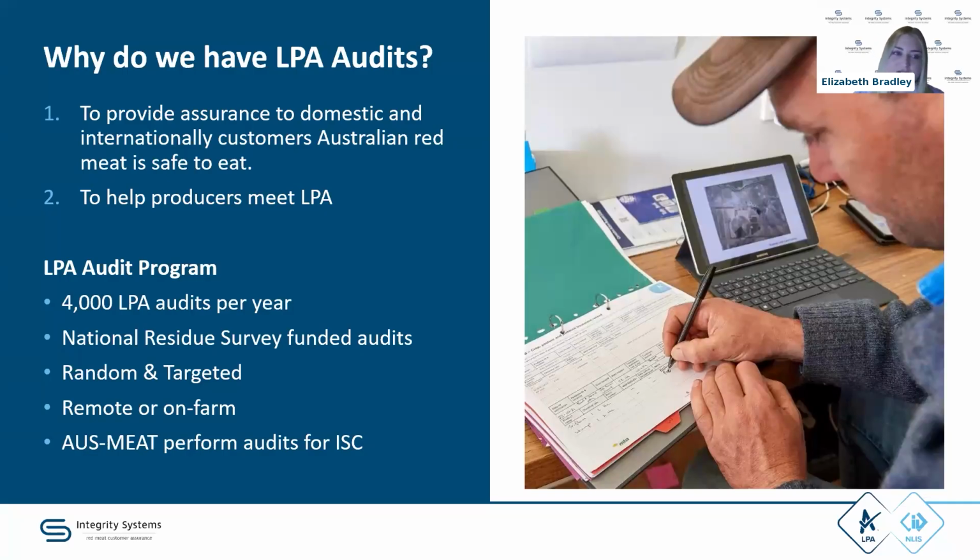So Jack mentioned this in his intro as to why we have audits, and it's really around providing that assurance to our customers, both domestically and internationally. So it's part of the food safety system we have in Australia, and it really helps fortify export certification that we have to do to get the product into other countries.